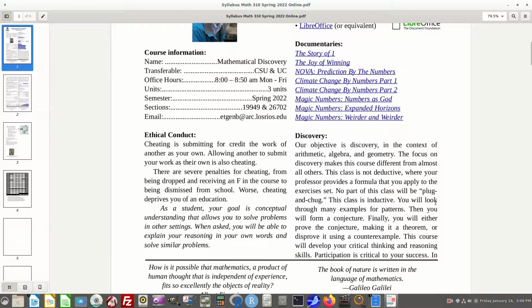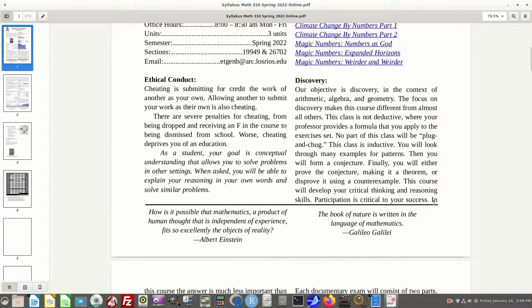We're supposed to have a comment on ethical conduct in our syllabus. So here it is: don't cheat. What is cheating? It's submitting the work of another as your own. Cheating is also allowing another to submit your work as their own. There's all sorts of bad things that happen. Our goal is conceptual understanding, and in this course, more than most. So if asked, you'll be able to explain your reasoning in your own words and to solve similar problems.